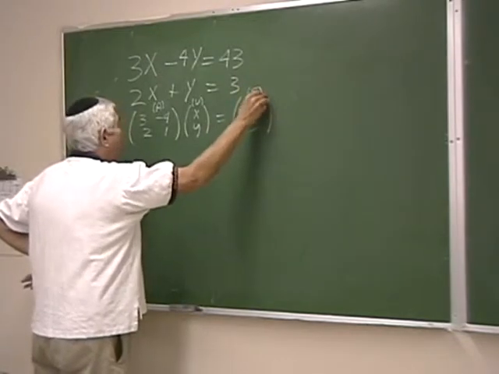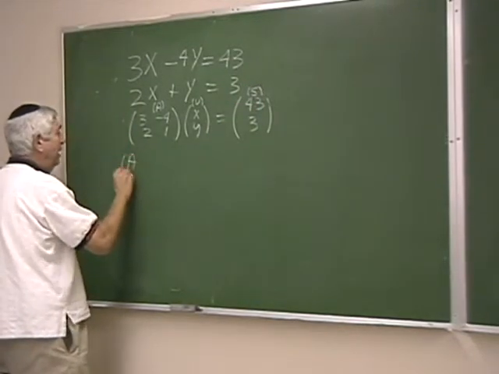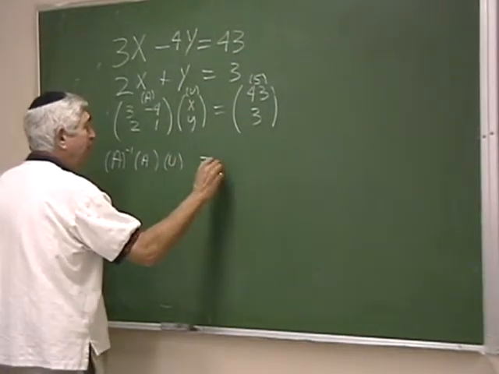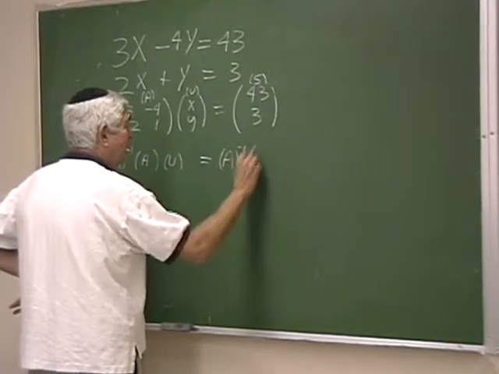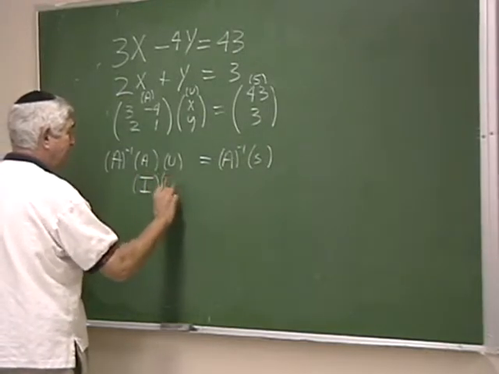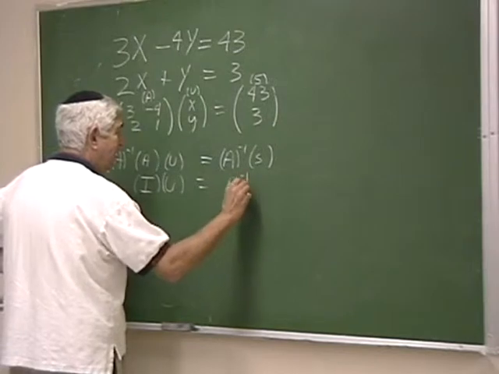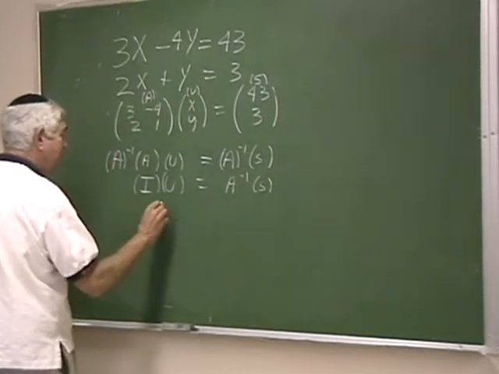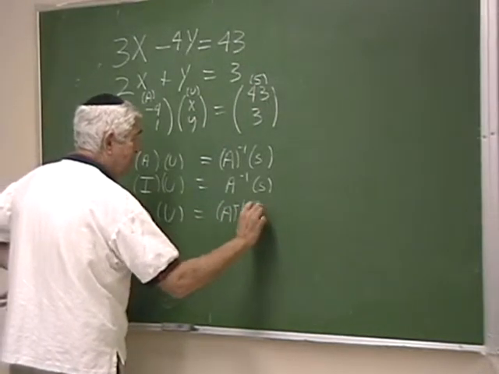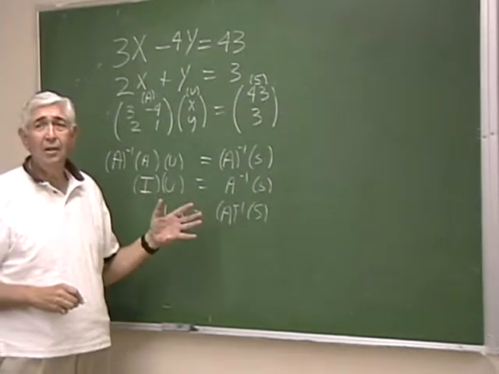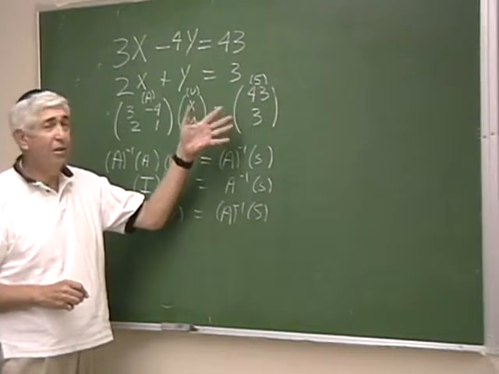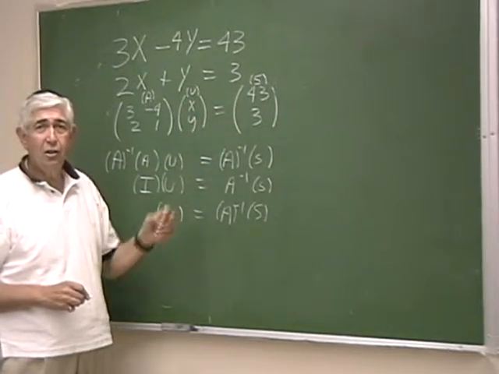Now, if I say that this is matrix A, and this is the unknown, and this is the solution, then if I were able to find an inverse matrix times A times the unknown, I have to have an inverse matrix here times the solution. This would be the identity matrix times the unknown, which equals A inverse times the solution. And so the unknowns are going to be A inverse times the solution matrix. What I'm going to do now is find the inverse matrix and then multiply it by the solution matrix to find the solution to the problem.